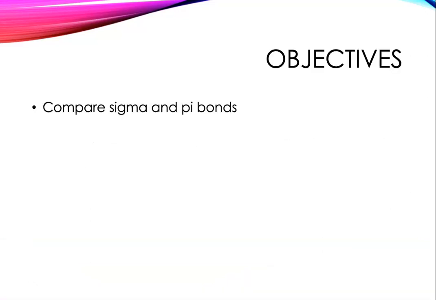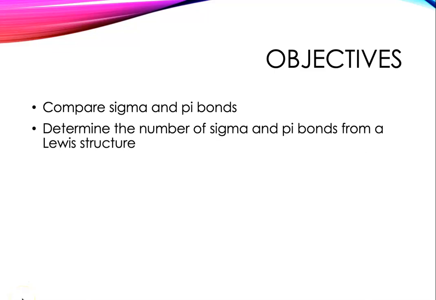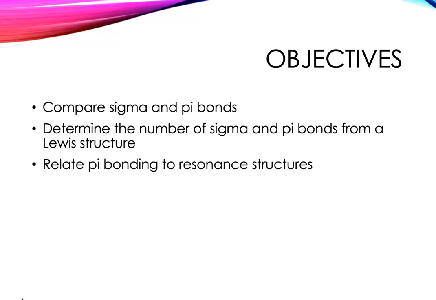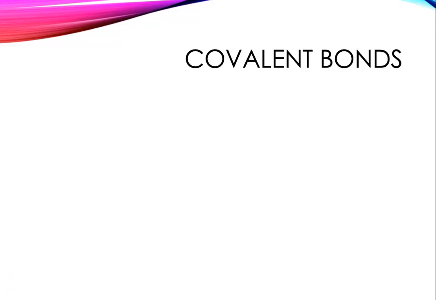What I'd like to do in this webcast is first to talk about what a sigma bond involves, and then talk about what a pi bond involves, and then figure out the number of sigma and pi bonds when we have a Lewis structure. And finally, I'd like to tie pi bonding into the idea of resonance, which is an important idea in chemistry. Our focus is on describing covalent bonds, and there are actually several different bonding theories.